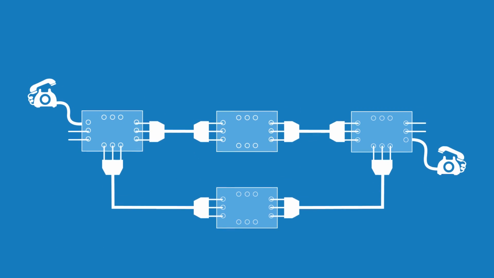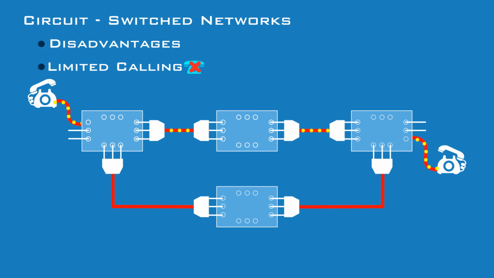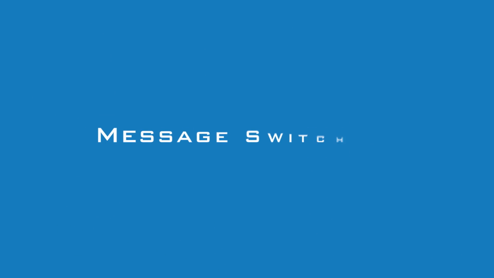In our previous video, we discussed circuit-switched networks. We know that it has some disadvantages, like if all the links are busy, we cannot make a call. To overcome those disadvantages, a new switching technique was introduced. It is called message switching.